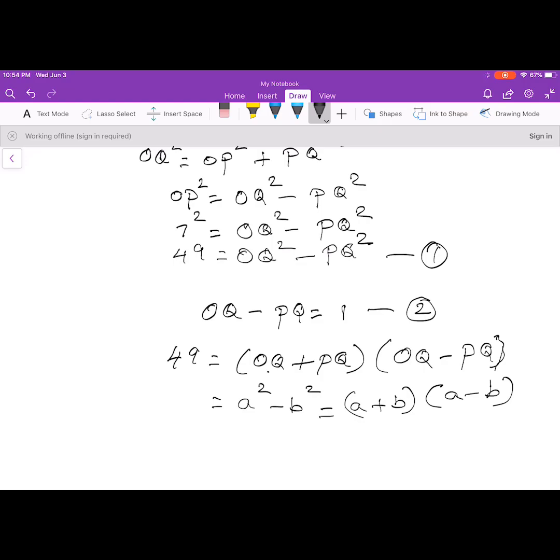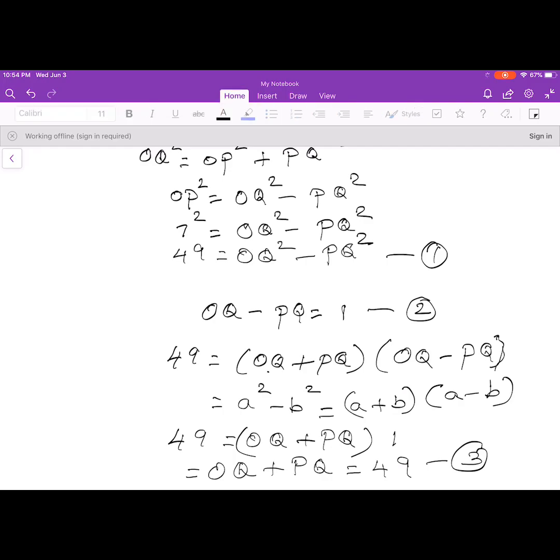I know the value of OQ minus PQ is 1. So 49 equals OQ plus PQ multiplied with 1, that is, OQ plus PQ equals 49. I will take this as equation 3. Now I will solve equations 2 and 3.